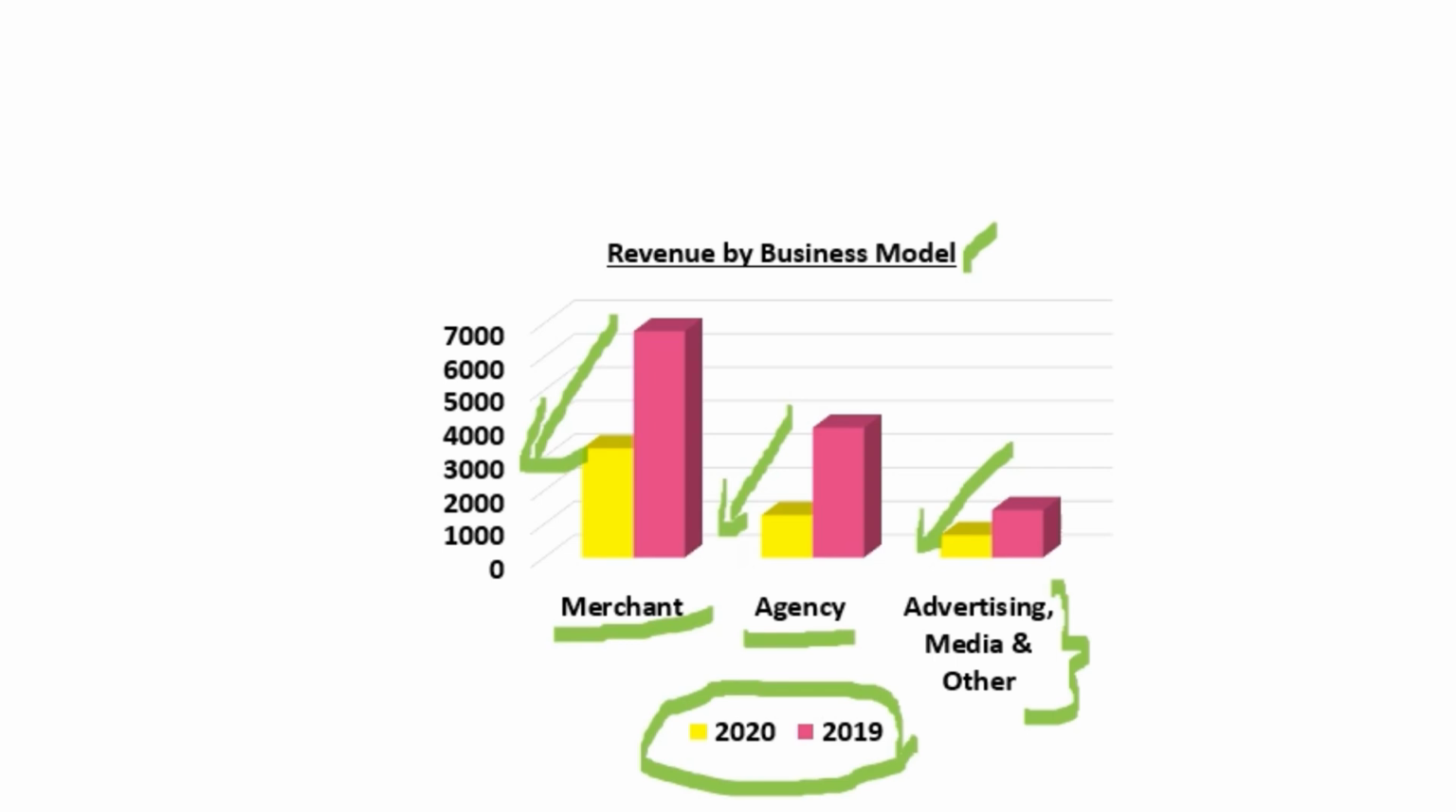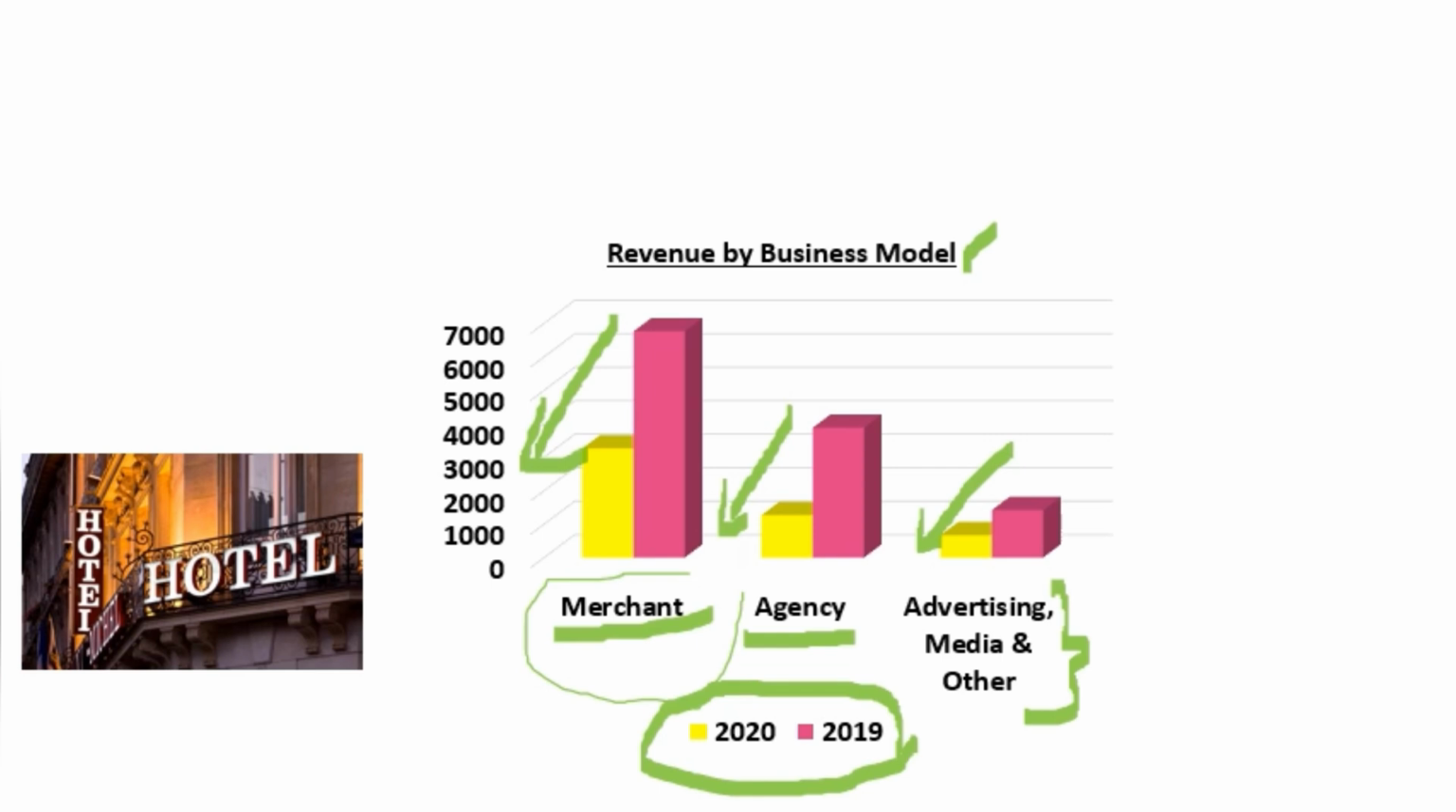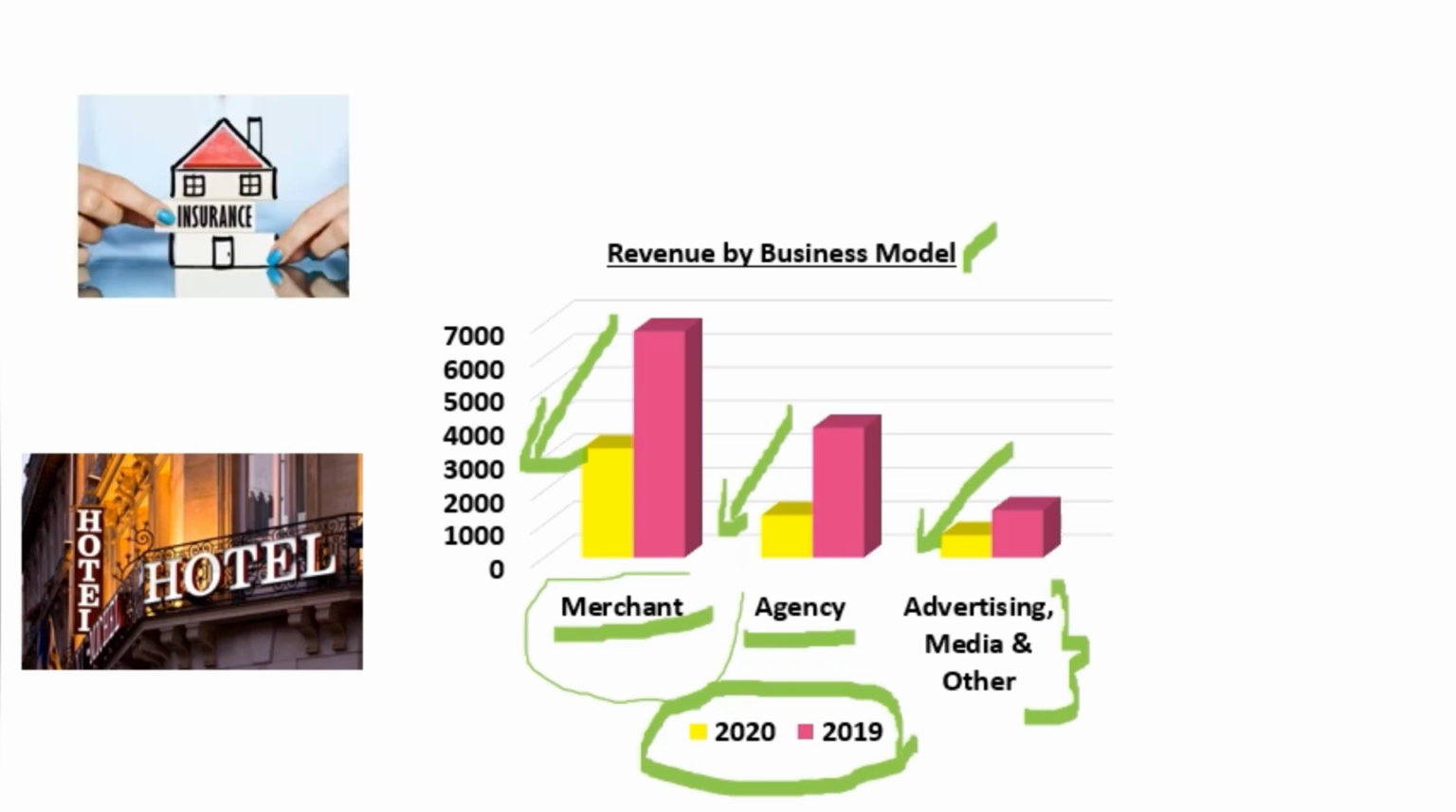For merchant, the decrease in merchant revenue in 2020 was primarily due to a decrease in merchant hotel revenue, driven by a decrease in room night stay and also lower insurance revenue, and partially offset by an increase in Vrbo merchant alternative accommodation revenue driven by Vrbo's transition to merchant of record.